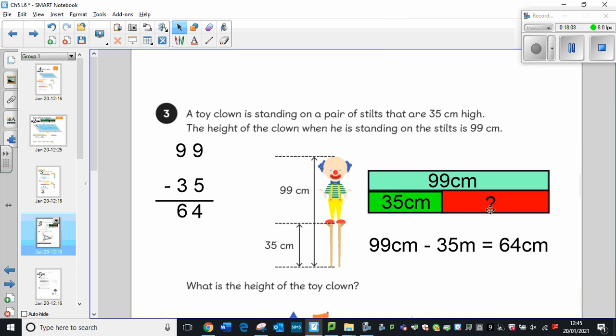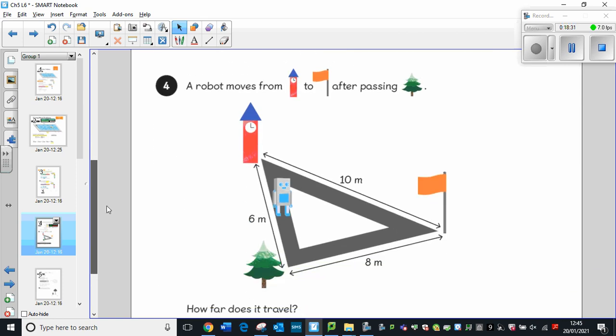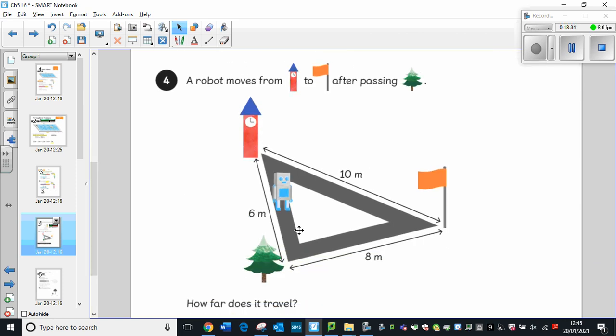Okay? So I know that that bar is worth 64 centimeters. And again, if I wanted to double check my answer, if I was to add 64 and 35, it should give me 99, which it does. So it tells me that I've got that one correct. All right. So now let's have a look at question 4. This time we've got a toy robot. I don't mind toy robots, it's toy clowns I can't handle.